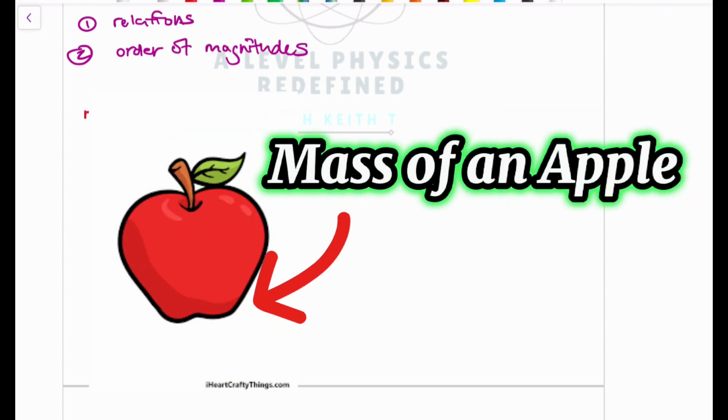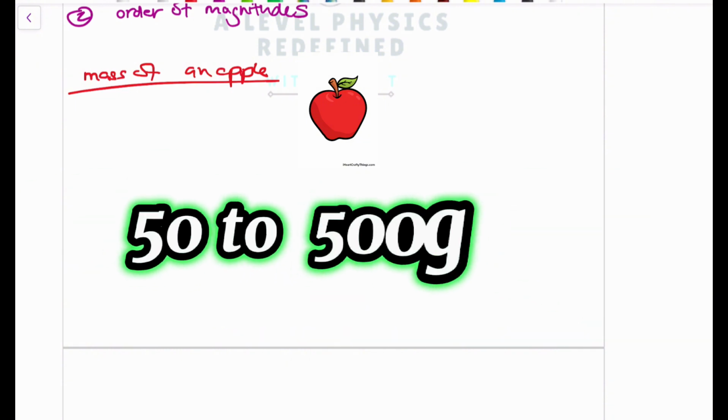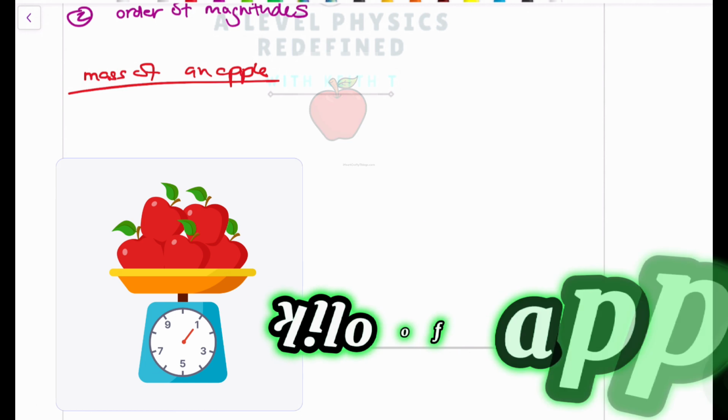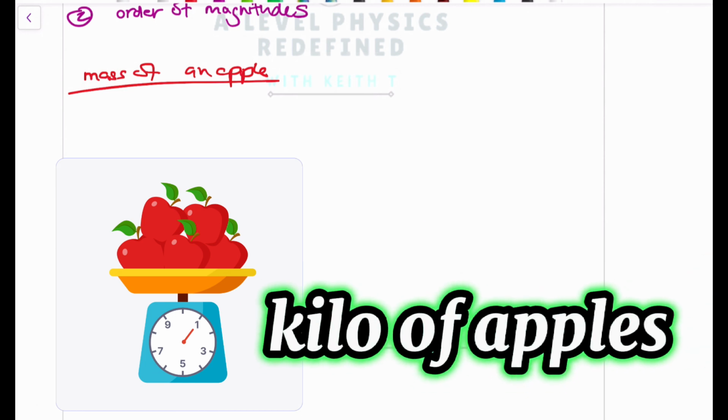The mass of an apple. Knowing an apple, an apple will have something around 50 to 500 grams. If you've ever bought a kilogram of apples, you'd know how many apples are contained in there. And then you can work out the mass of an apple. But look, this is something that you have probably encountered. They expect that you have encountered these things in your day-to-day life, like what the mass of an apple is actually going to be like.